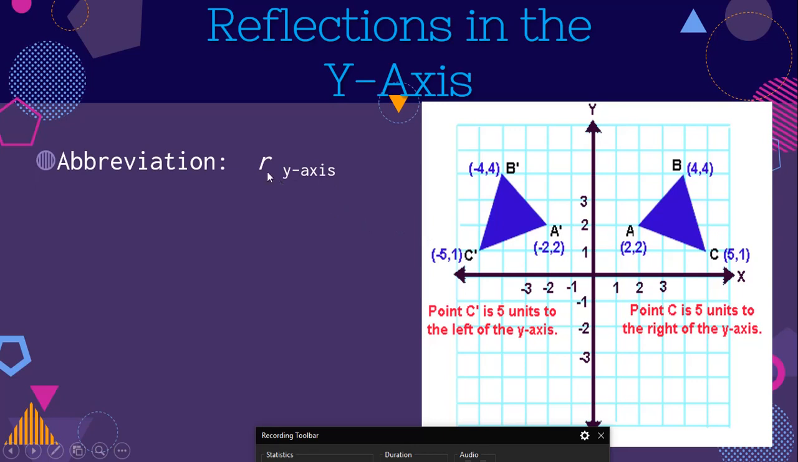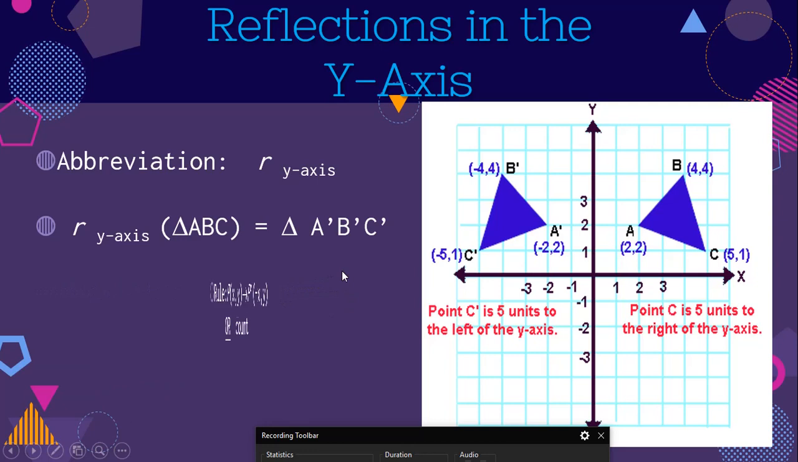We still abbreviate with a lowercase r, but then we put in subscript that it's the y-axis. So reading it is the same. We're going to take triangle ABC and reflect it in the y-axis to create its prime image. If you notice what's happening with A and A prime, the x value now has changed, but the y stayed the same. Same thing with B and B prime and C prime.